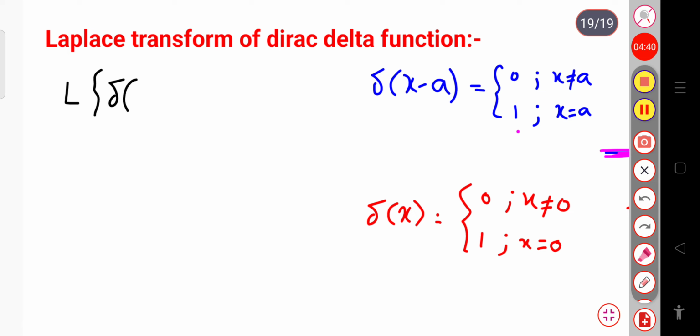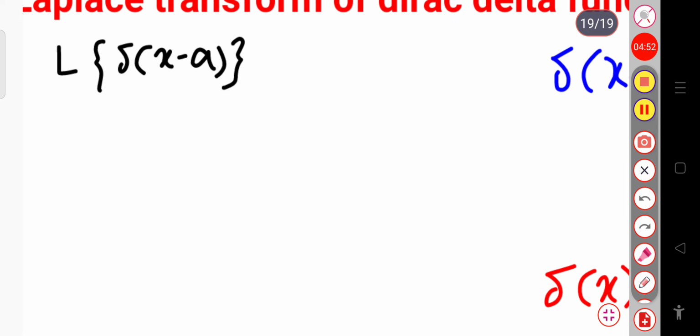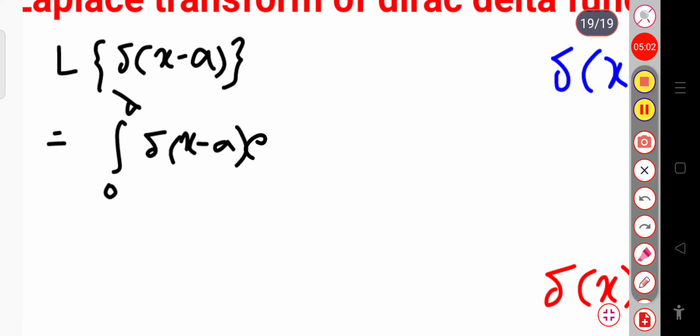delta of x minus a, can be written as, this is equal to the general form of the Laplace transform. How can we write it? This is simply equal to the integration from 0 to infinity of delta of x minus a into exponential minus sx into dx. This is the general Laplace transform. Since this delta is a function of x, here I am writing exponential minus s into x, and here we have to integrate with respect to x. Okay.